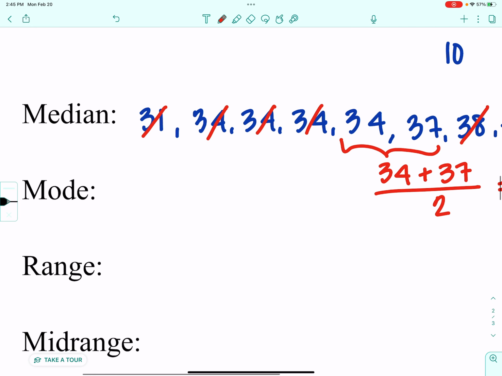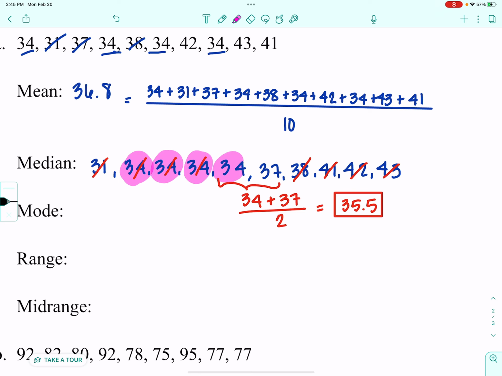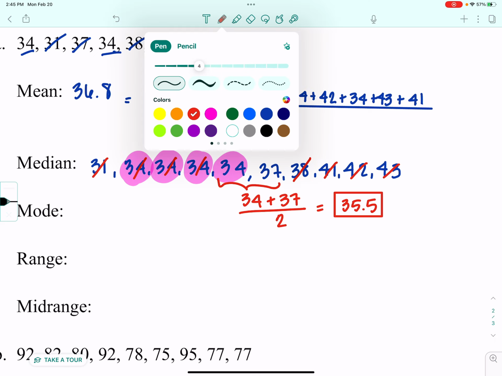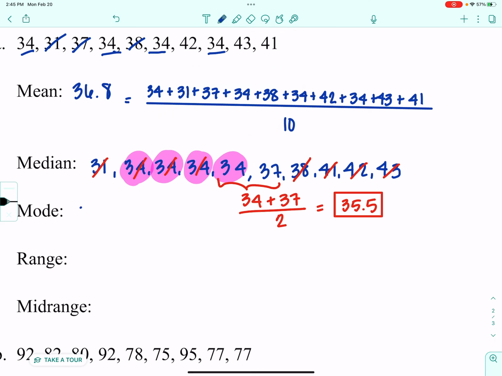Mode is the one that happens the most. If I go back up to my list of numbers, 34 happened 1, 2, 3, 4 different times. Everybody else only happened one time. So that means our mode is 34.